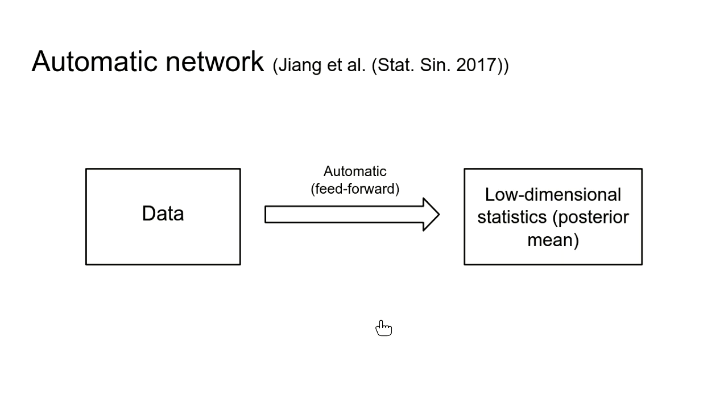However, in the methods that we have discussed before, we have to first select a large set of statistics, and then we try to learn low dimensional statistics. But this can also be done automatically, so that is what's done in the paper by Jiang. We take our data and feed it through a feed-forward network, and this network will automatically learn low-dimensional statistics. It will actually learn the posterior mean, as we'll discuss later on. So here we have removed the step of having to select a large set of summary statistics. It's a fully automatic framework.